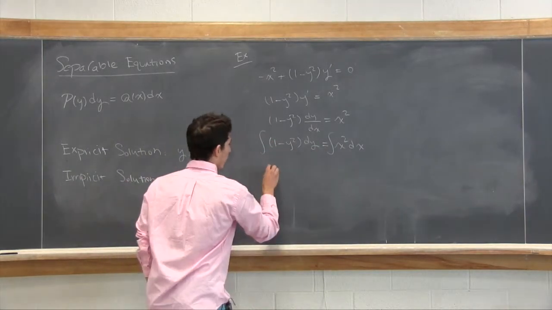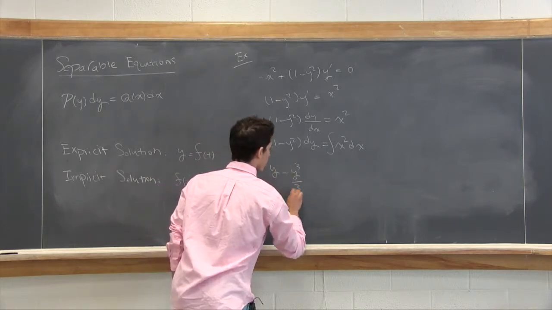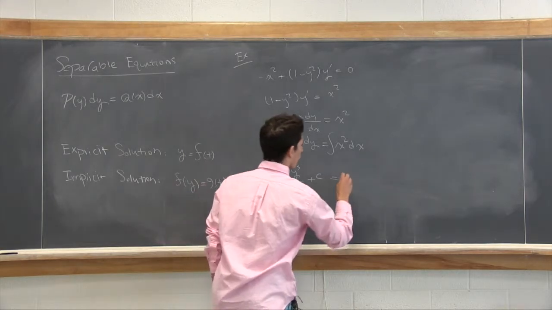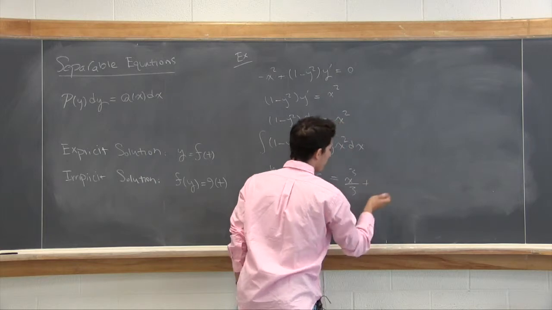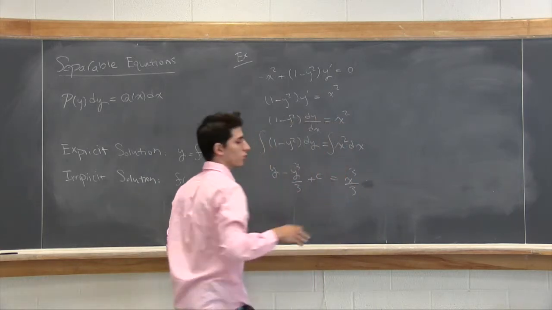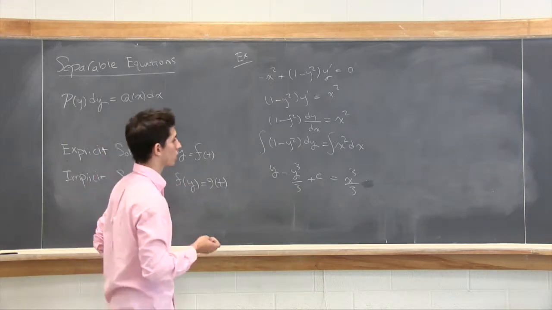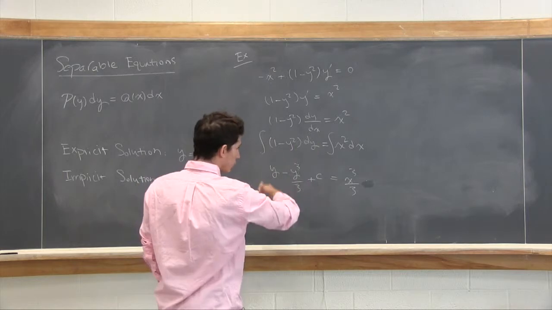All right, so now all I've got to do is just integrate both sides. On this side, I will get y minus y to the third over 3 plus C, equals x to the third over 3 plus, we can say plus another C, but one C is enough. It's just a constant. We can add them together and make it one constant if we want to. So now this is a perfectly good solution.